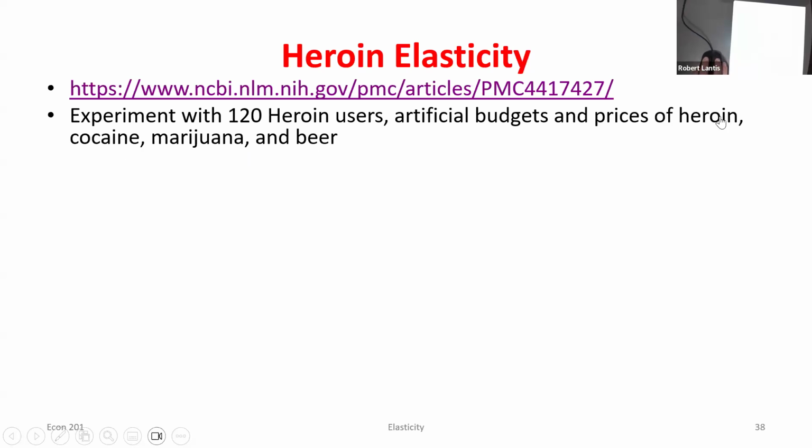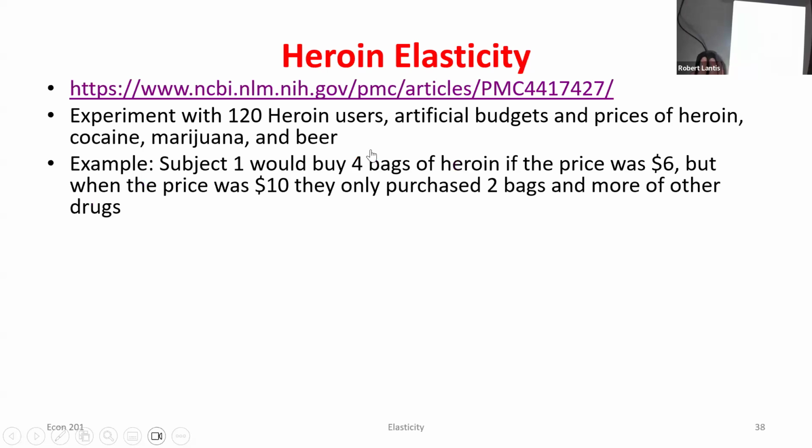So cocaine, marijuana, beer, and heroin. They said, if you had this much money, here were the prices of these four goods. How much of each one would you buy? So subject one, for example, said, if heroin was $6, and then we change the price of heroin and ask you again, now it's $10, how many would you buy? And you reduced your quantity from four to two.